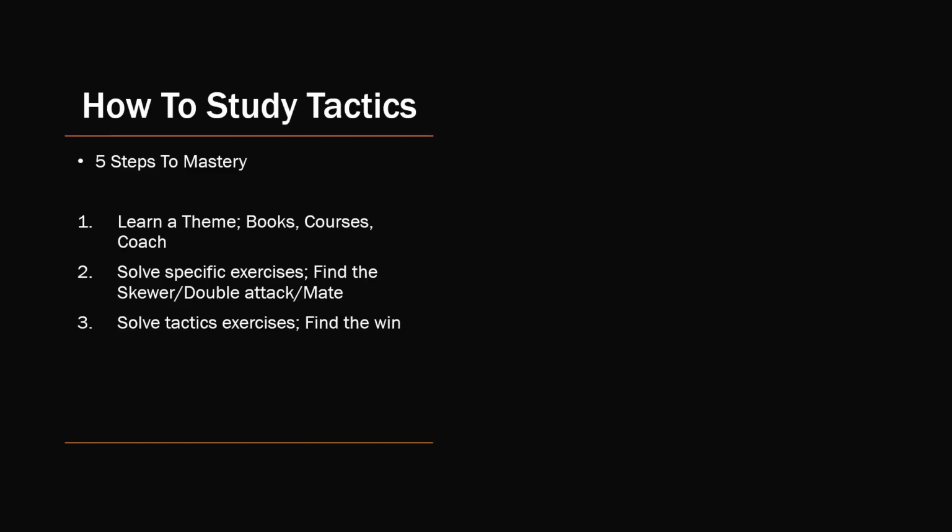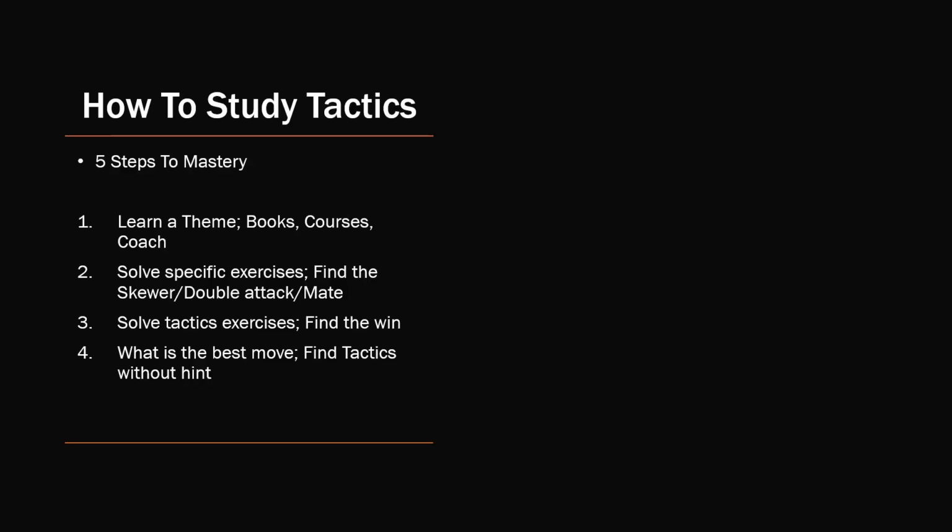Then step number 3 would be to solve that exercise, but you don't know that you exactly have to find a skewer, right? You will just do a tactical session that's mostly done with a book or, for example, on Lichess. We'll get to that later on. And then you just know there is a tactic, there is something that wins, there is a concrete move, but you don't know it's exactly a skewer, it's exactly a fork. And that is a little bit more difficult.